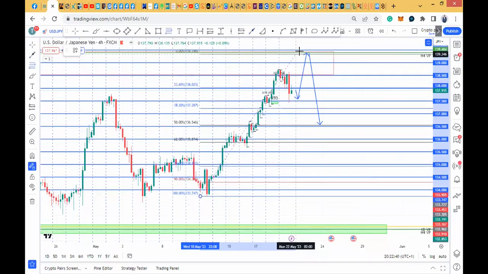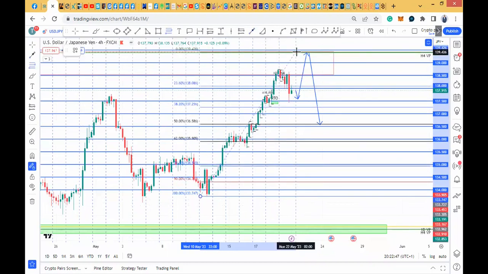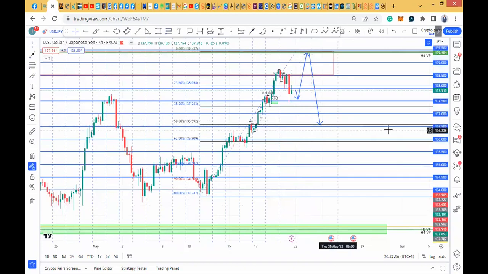Sorry, 50% of the overall wave. So I expect the wave to end here. That's why I think the psychological level I'm looking out for is 136.50.